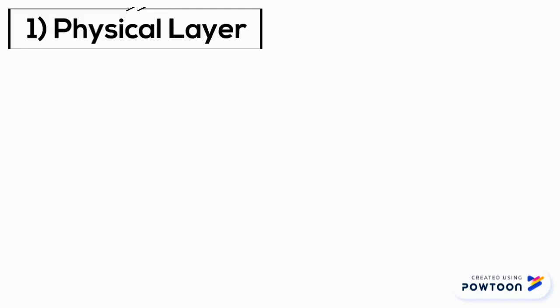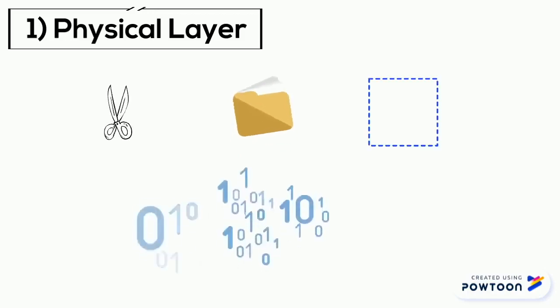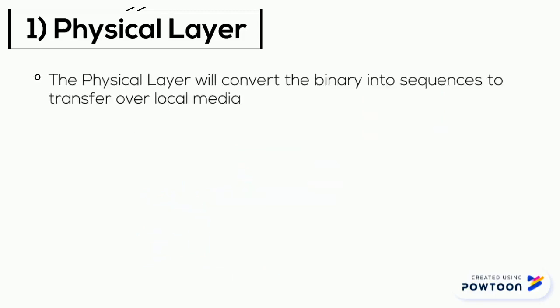Finally, Layer 1, the physical layer. At this point, the data has been segmented by the transport layer, placed into packets by the network layer, and framed by the data link layer. The data is now sequenced in binary zeros and ones. This layer will convert these ones and zeros into sequences to transfer over local media.